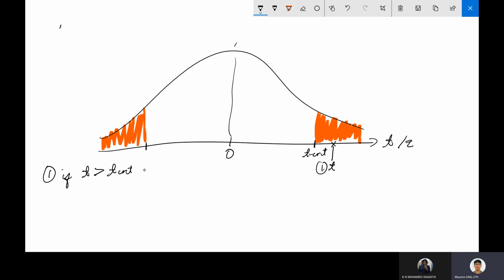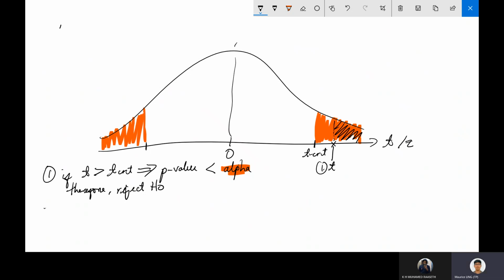If t is more than t critical, automatically it implies that the p-value, if I were to shade the p-value, this black shaded region is going to be less than the alpha region, which is the orange region, right? Therefore, you reject the null hypothesis.